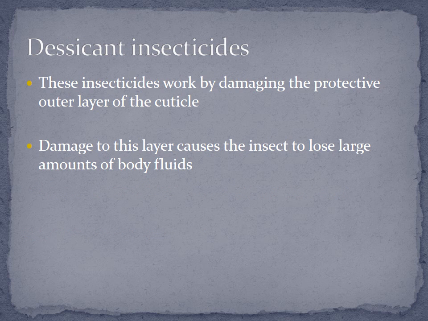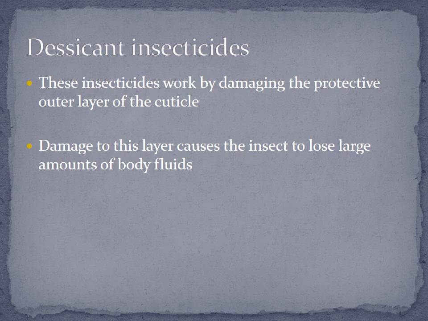Let's talk for a minute about desiccant insecticides. These insecticides work by damaging the protective outer layer of the cuticle of the insect. Damage to this layer causes the insect to lose large amounts of body fluids. And basically when we say desiccant, we just mean the insect dries out. So as this breaks down the outer layer of the cuticle, obviously that's going to cause a big problem for the insect to have that protection not to lose all their moisture.